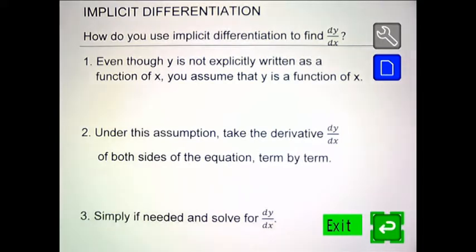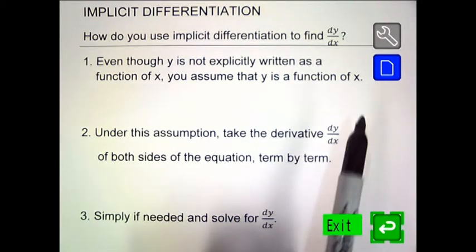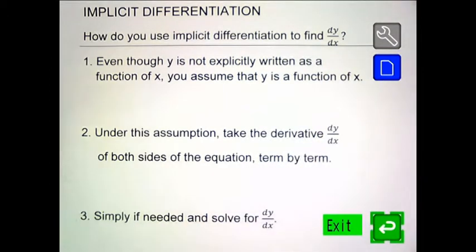Now I want to say something about how you do it. How do you use implicit differentiation to find the derivative dy over dx? It's basically a three-step process. Right now I don't want you to get caught up in all the details, but basically understand the big picture idea. There are three basic steps.